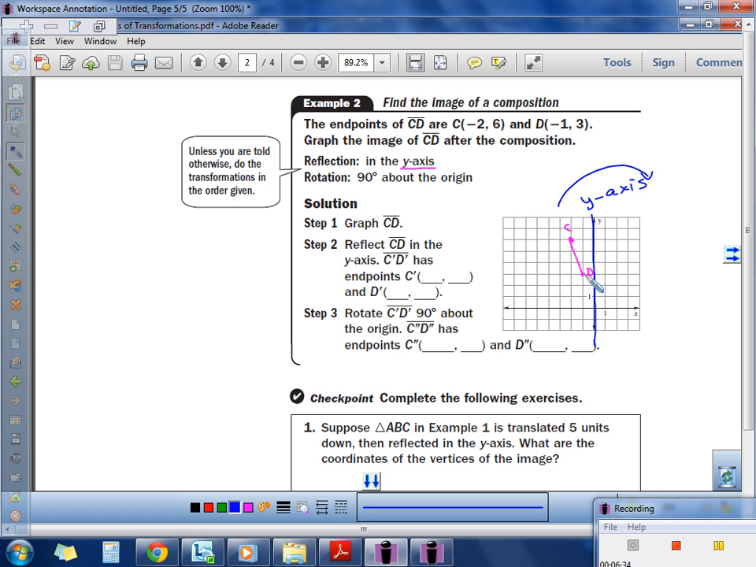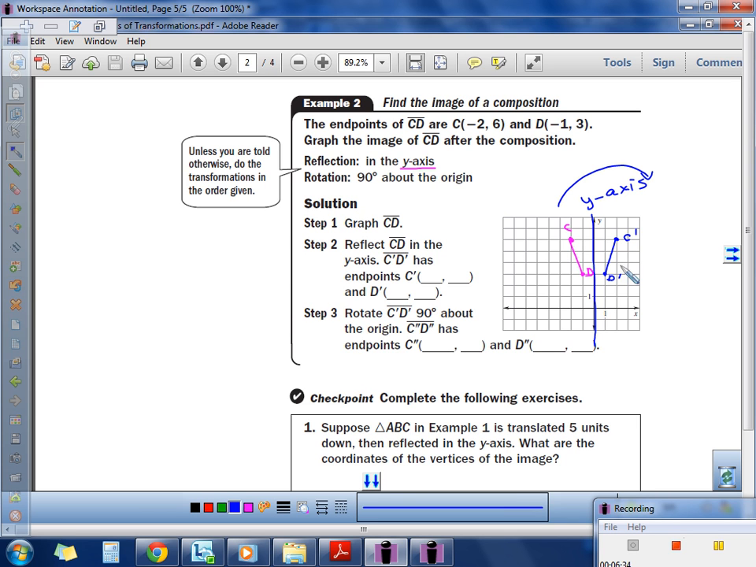I figure out how far each point is from that reflection line. So this is 1 unit away. There's my new D prime. This is 2 units away. There's my new C prime. There's my reflection, and that was pretty simple.